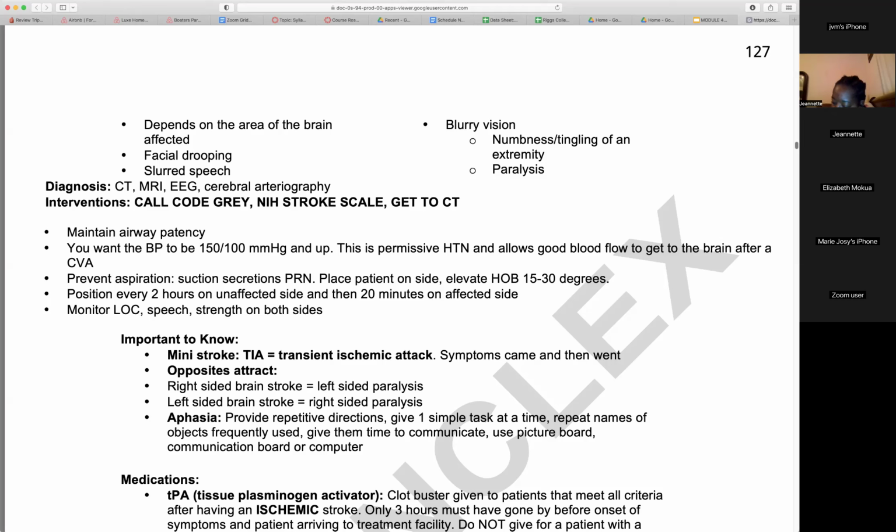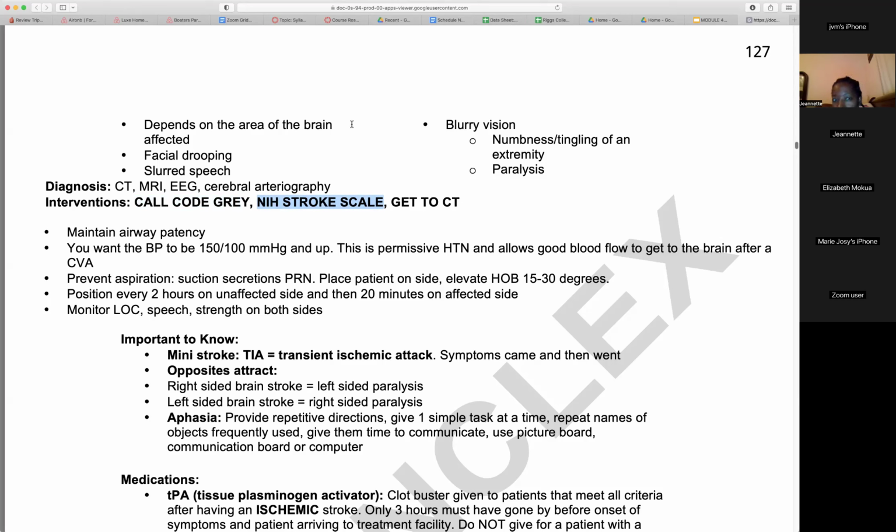If you work in the emergency room and someone comes in with stroke-like symptoms, we want to get them to CT scan within 20 minutes. Okay, so interventions: call code gray. If you're outside of the hospital, you would call 911. Then you're also going to perform something called the NIH stroke scale. Okay, so write that down. NIH stroke scale. That stands for the National Institutes of Health stroke scale.